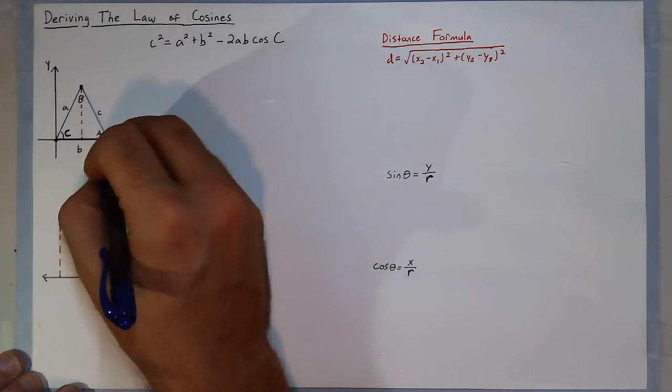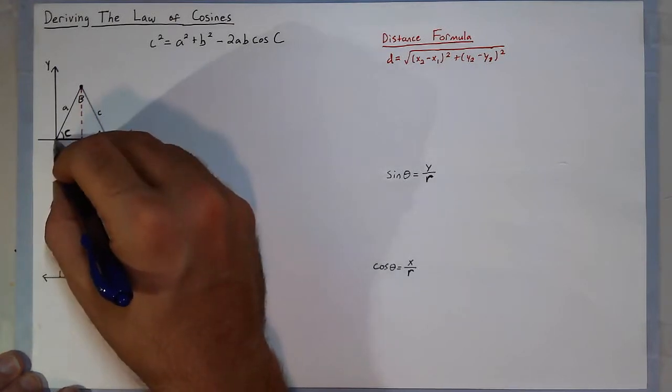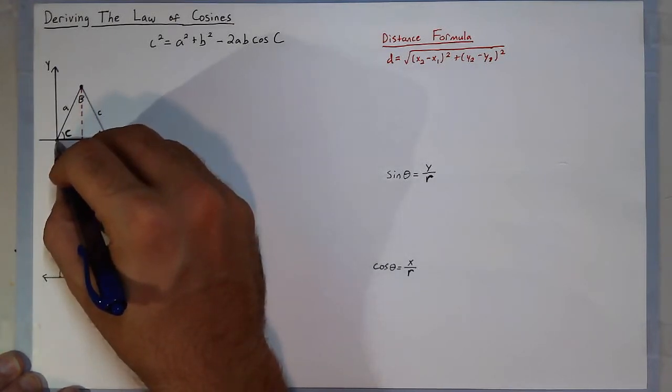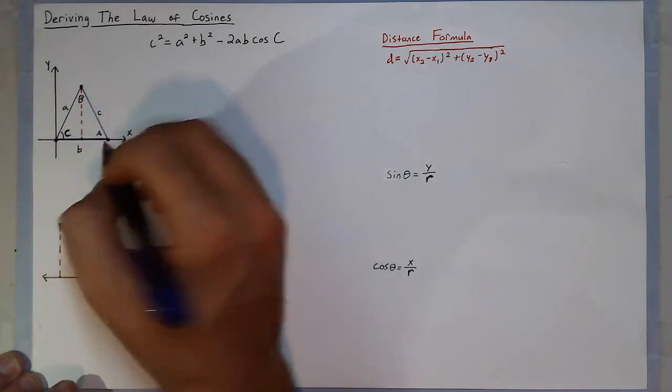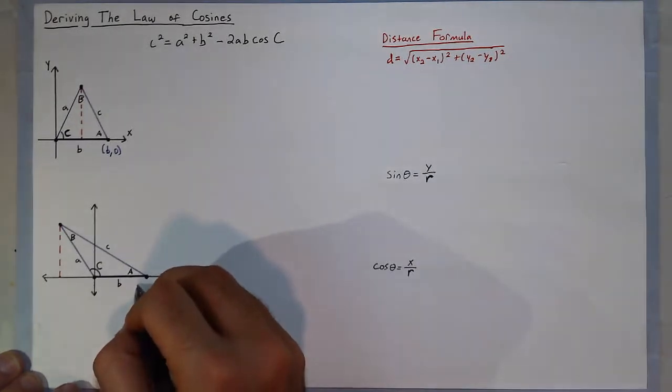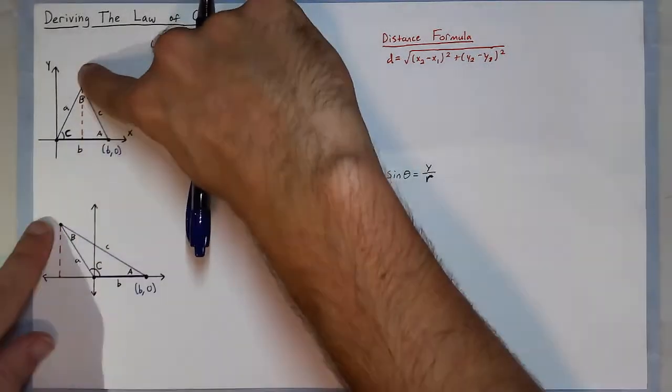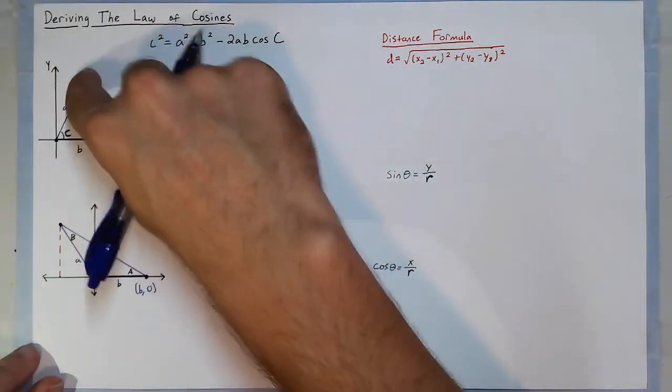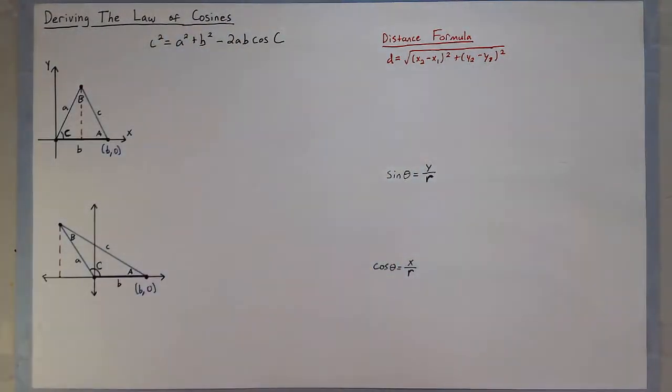If I imagine this on a coordinate grid, if this vertex of the triangle is there and side B is along the x-axis, then this coordinate would just be b comma 0 for both of these triangles. Now I have to find out what the other point would be, and I'm going to be looking at an acute triangle and an obtuse one just to see if anything changes.